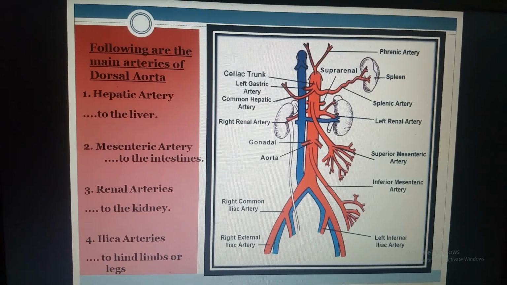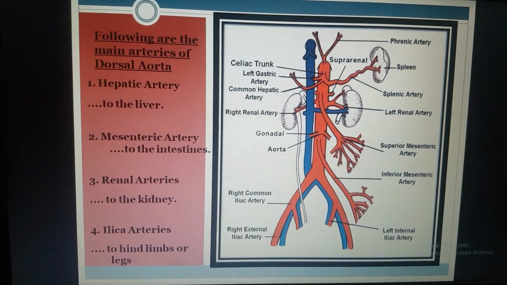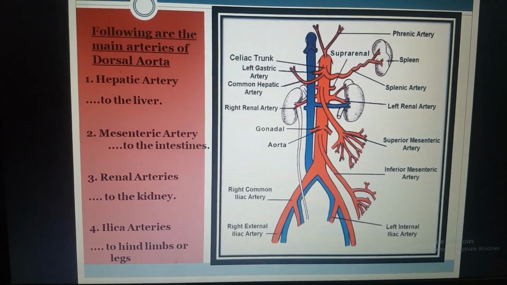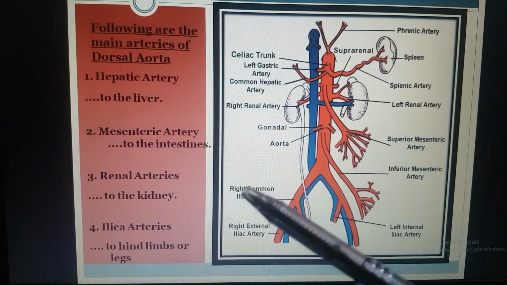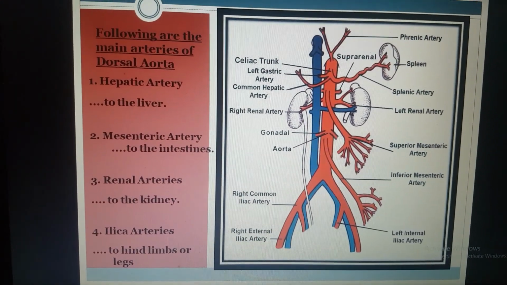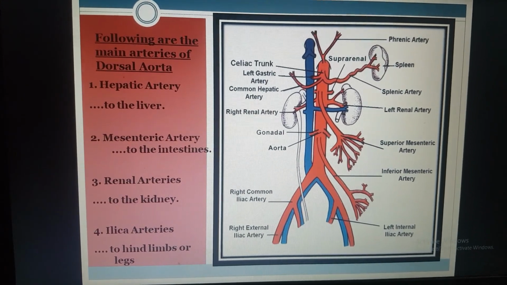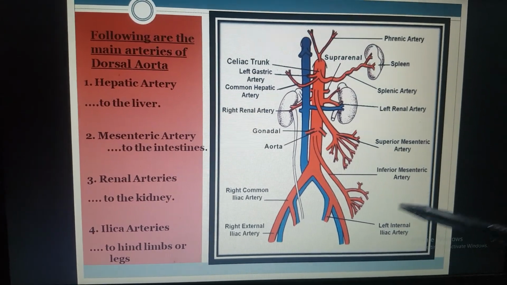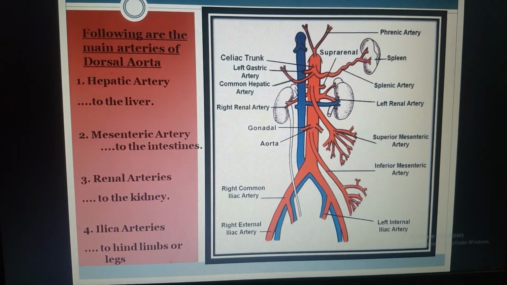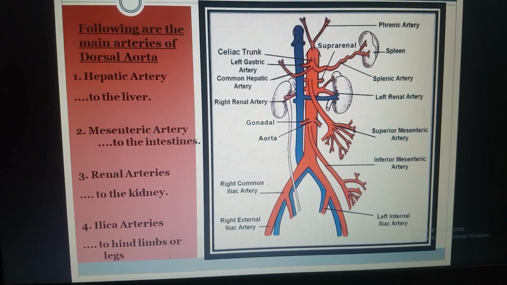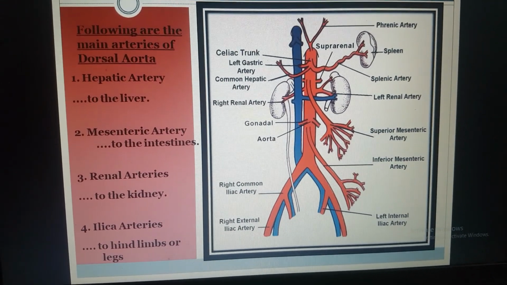Now have a look on dorsal aorta and the main arteries arising from dorsal aorta. So here when we talk about dorsal aorta, we have hepatic artery, mesenteric artery, renal artery and iliac arteries. These are the four main arteries of our concern. While you may see in this picture where this red color indicates oxygenated blood supplied by dorsal aorta to all the organs present at dorsal side of the body.